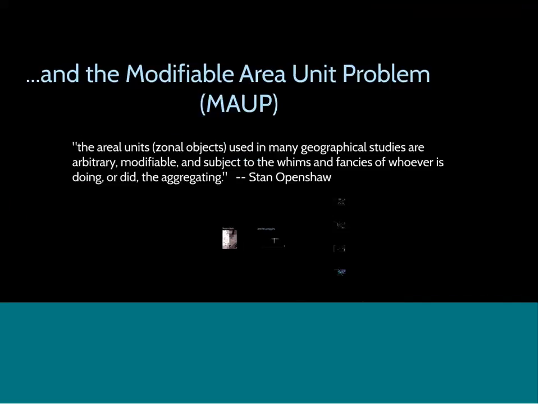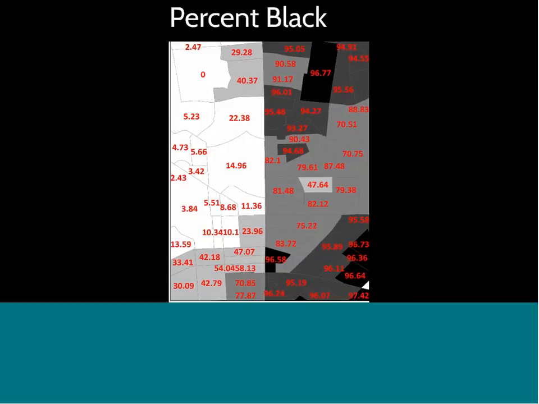The other issue with polygon data is the modifiable area unit problem that geographers are familiar with. So if I have data on persons or households, and I aggregate it up to some level of geography, the result would be different depending on the boundaries I choose. So this quote says the areal units are the zonal objects, in other words, tracts or zip codes, used in many geographical studies are arbitrary, modifiable, and subject to the whims and fancies of whoever is doing or did the aggregating. So an example is block groups.